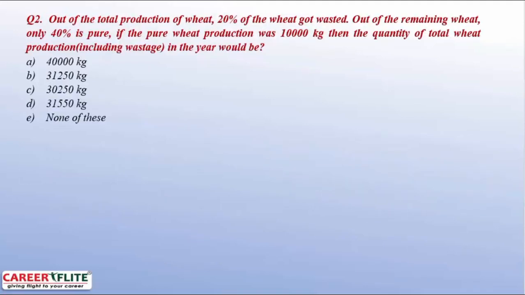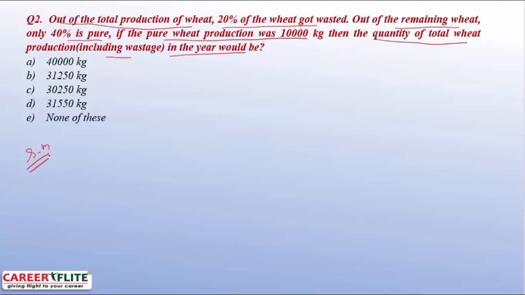So let us move to the next question. In the next question, it is given that out of total production of wheat, 20% of wheat got wasted, and out of the remaining wheat, only 40% is pure. If the pure wheat production is 10,000 kg, then the quantity of total wheat including wastage in the year would be. So let us move to the solution.